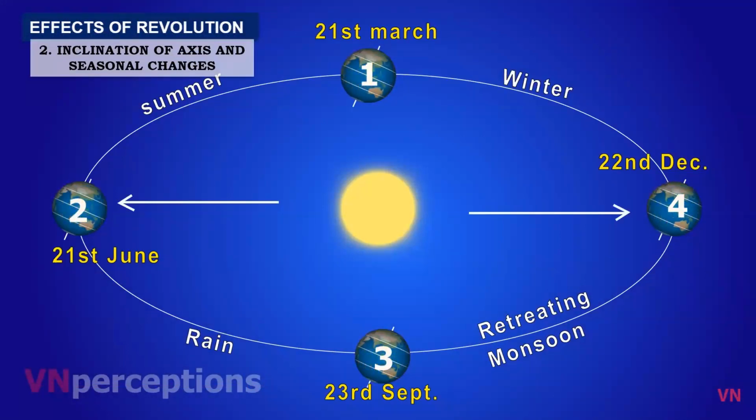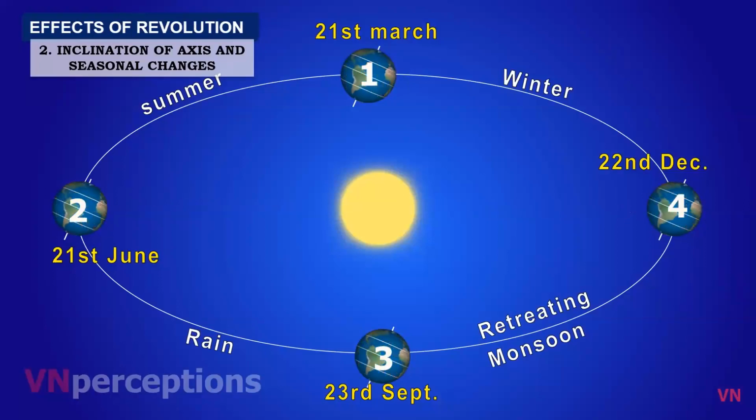But when the earth is in the first position or in the third position, none of the poles are facing the sun. So the inclination of the earth's axis does not have any impact on the sun rays that it receives. So on 21st of March, vertical rays of the sun fall on the equator and the entire earth has equal day and equal night.